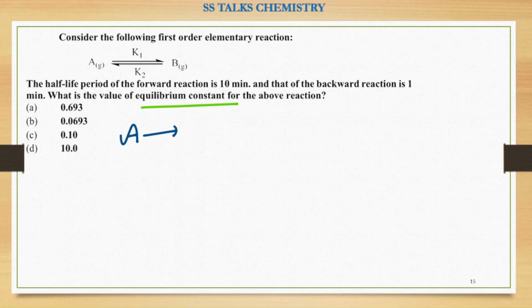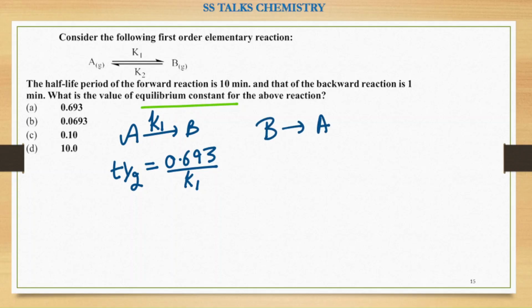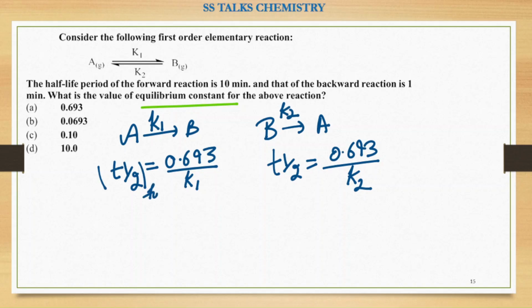So for the forward reaction you have A giving you B. The rate constant is K1 for this. It is a first order reaction, and for a first order reaction t half is equal to 0.693 upon the rate constant, which is K1 in this case. Whereas for the backward reaction, that is B giving us A, the rate constant is K2. For this also the t half value is given to us, which is 0.693 upon K2 this time. So this is the t half for the forward reaction and this one is for the backward reaction.